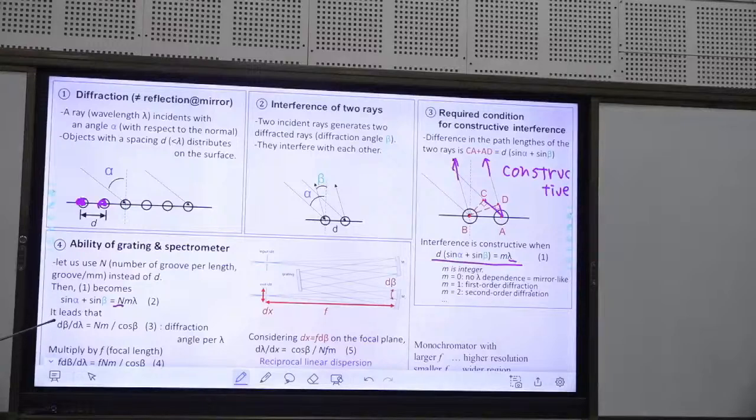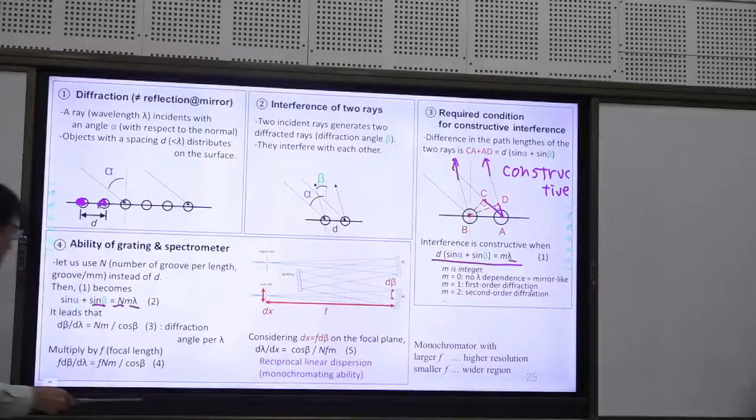By differentiating, with beta on the left hand side and lambda on the right hand side, we get dβ/dλ is equal to nm per cosine beta. Multiply this equation by the focal length f, then it becomes f dβ/dλ is equal to f nm over cosine beta.